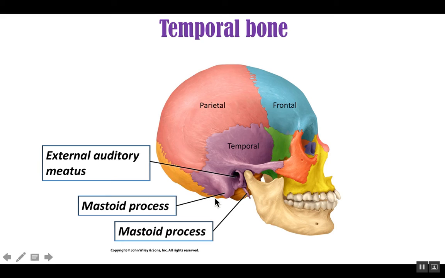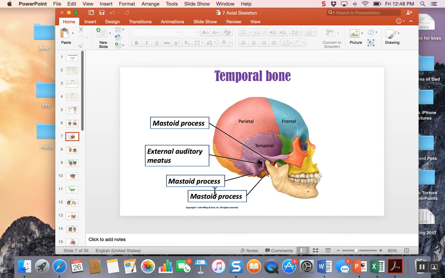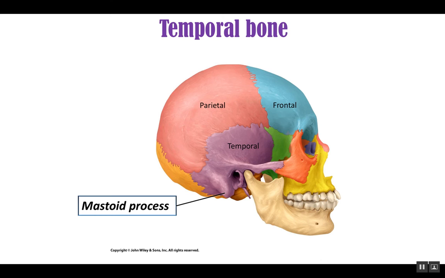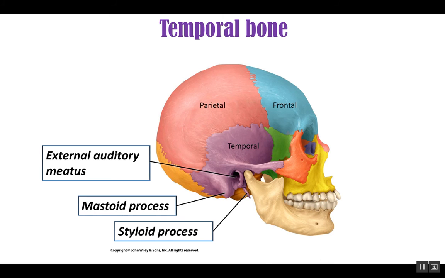We see slightly below that external auditory meatus and slightly anterior to it is a pointy process, not known as the mastoid process, but known as the styloid process. So here is where Kupke has made a mistake. So what I'm going to do is fix it. So that process is known as the styloid process.